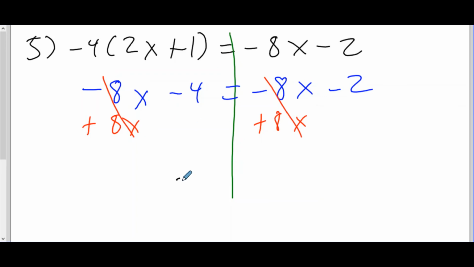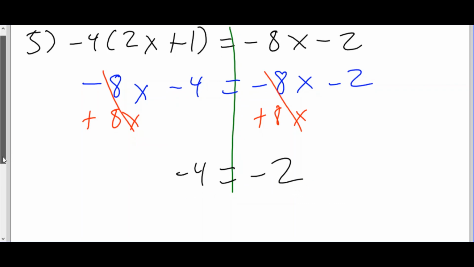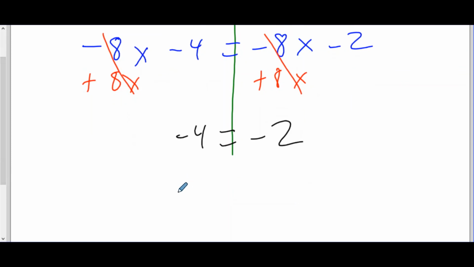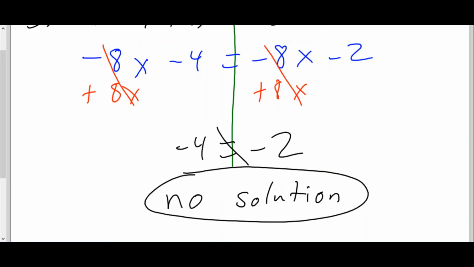So what am I left with? Negative 4 equals a negative 2. Well, that's not true. Negative 4 is never going to equal a negative 2. That's a false statement. So what that tells me is that this equation is never going to be true because negative 4 never equals negative 2. And so the answer to this problem is that there is no solution. So you must make sure if you get this false statement that you do write the words no solution, as that is the answer to the problem.